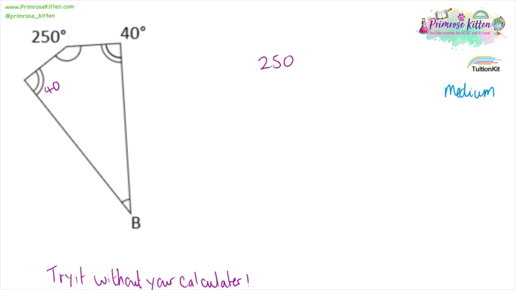So we can do 250 plus 40 plus 40. Down here we're going to get 0. Down here we're going to get 13. Carry 1. 2 and 1 is 3. We can then do 360, the total angles inside a quadrilateral, minus 330 gives us 30 degrees.